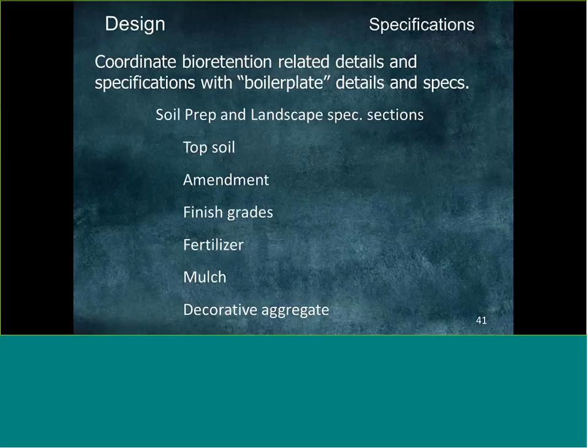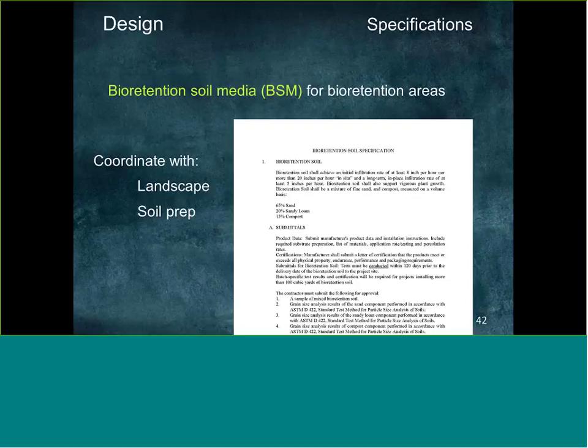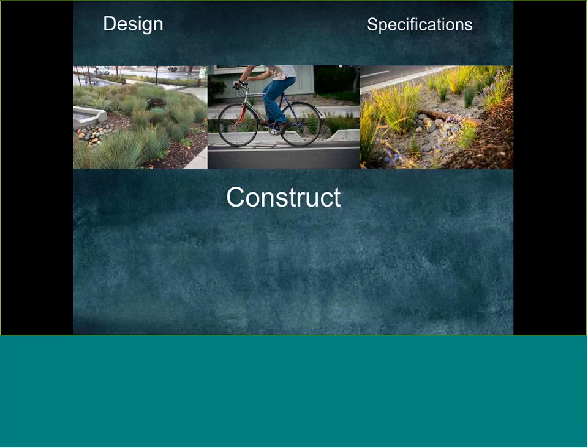They're still calling out for a certain treatment in the landscape and not pulling that out of the bioretention areas, if that makes sense. So you really need to be focusing on soil prep details and all the different sections of the landscape spec. Topsoil amendments are different between these two systems. Finish grades are different. Use of fertilizer, the type of mulch you use, all these things are different. So you need to make sure you go through it. The first time you do it, it takes a long time, but from then on, it looks pretty good. Bioretention soil media, as I mentioned, there's a spec for that, and it needs to be coordinated with those sections.